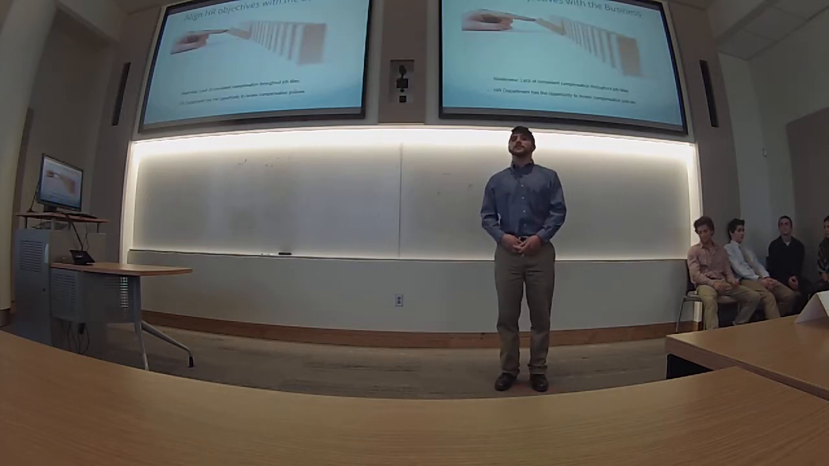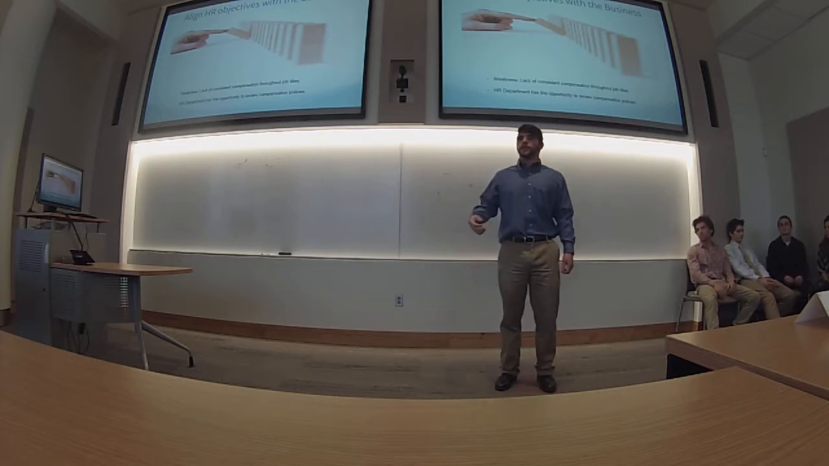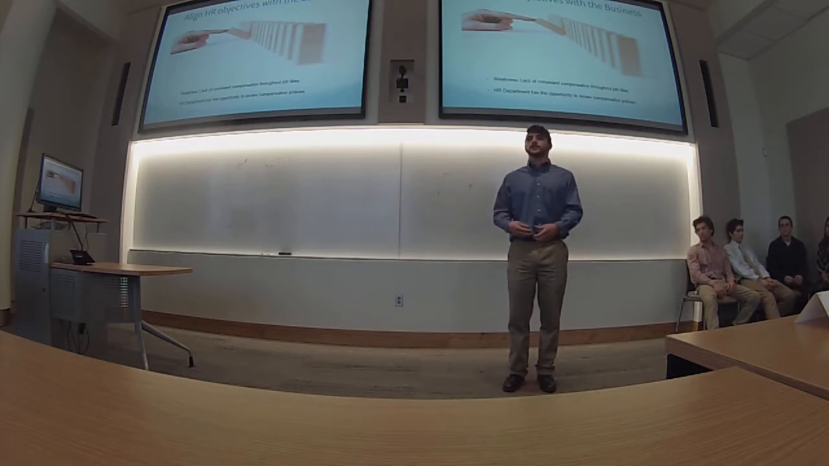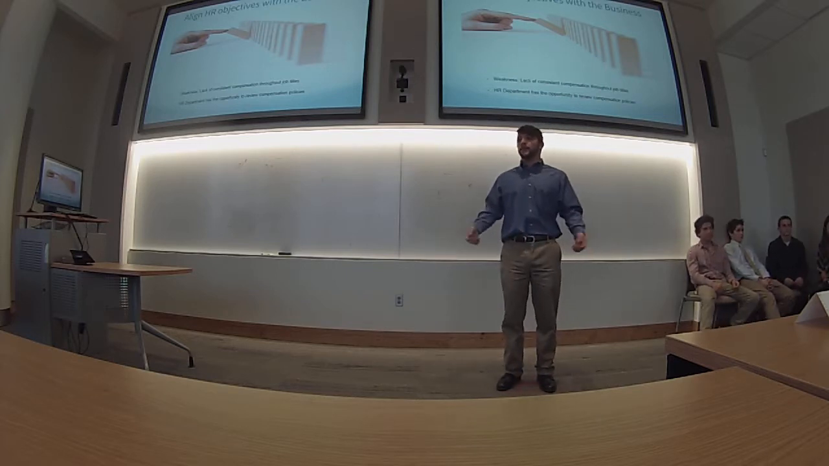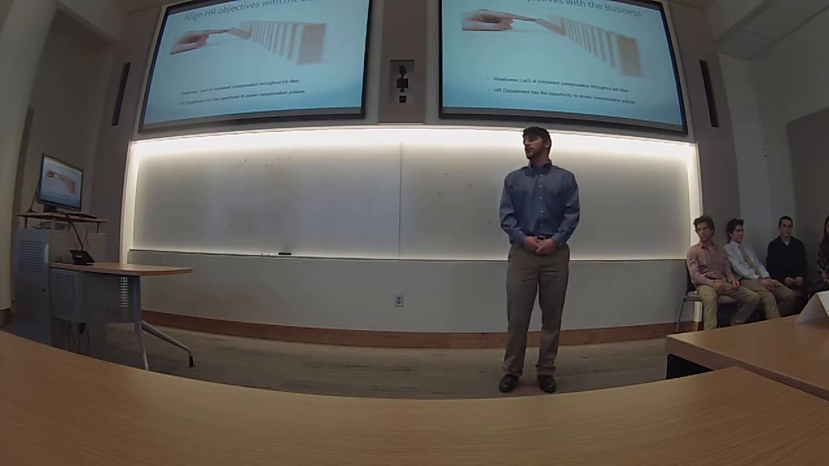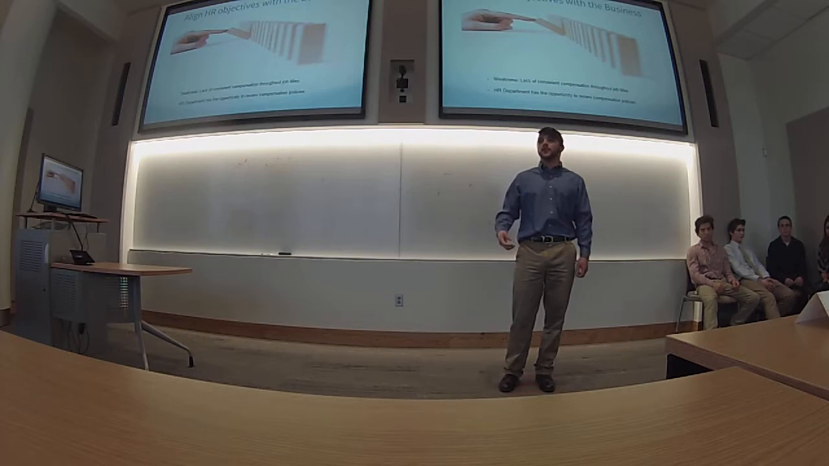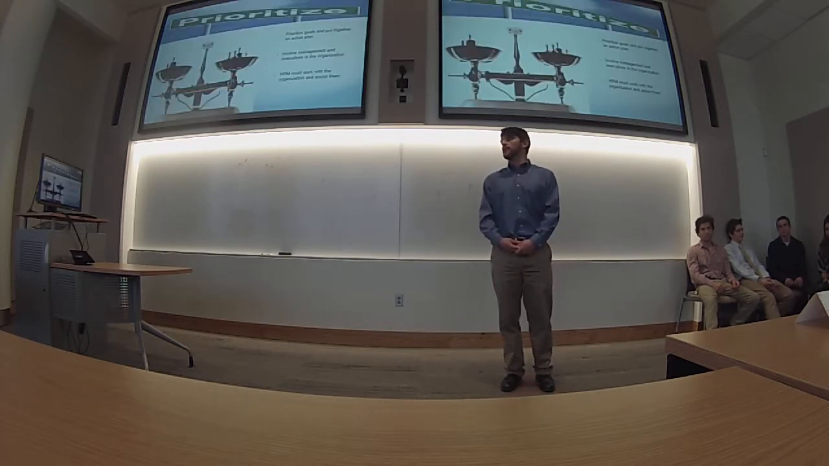When you find these objectives, you want to align your HR objectives with these certain weaknesses or threats in your company and make them better. For example, a weakness could be lack of consistent compensation throughout job titles, where the HR department has the opportunity to review compensation policies and help the business overall.